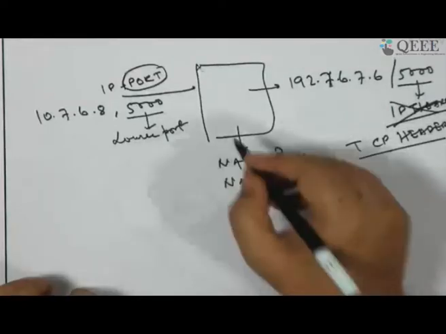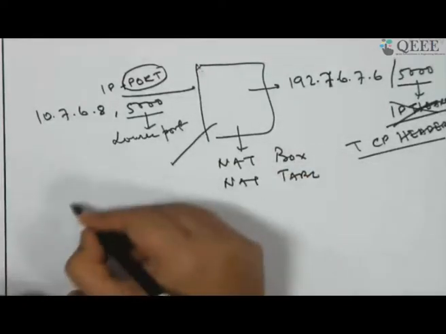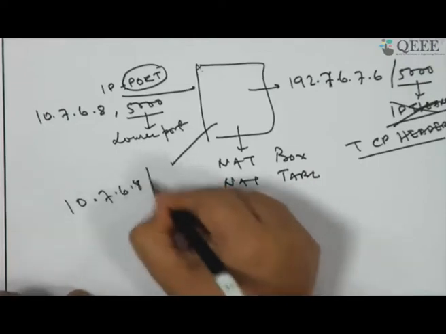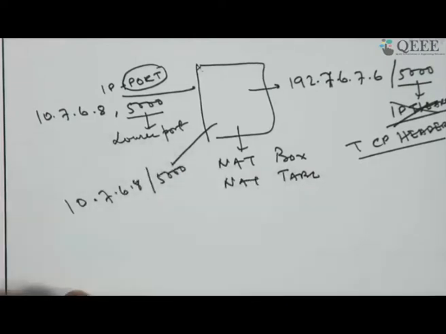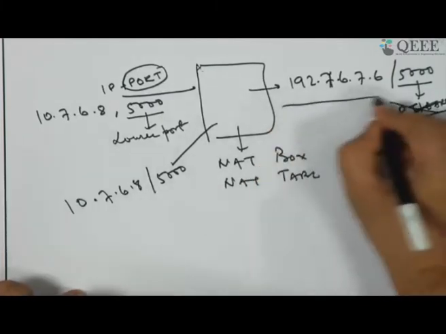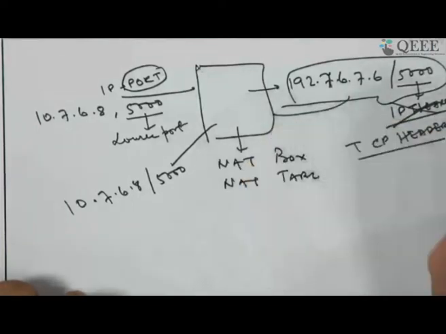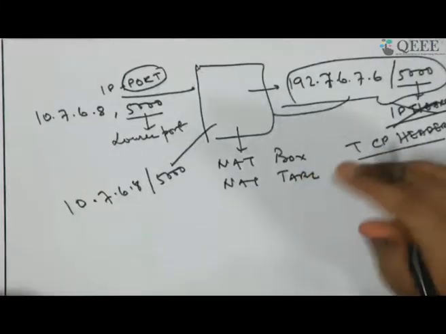Okay. What is the problem with this? You can have another machine at 192.6.8 that is also using port number 5000. So that will also have the same address, and again while coming back we will have the same. So what is happening? Let us try to understand things carefully.